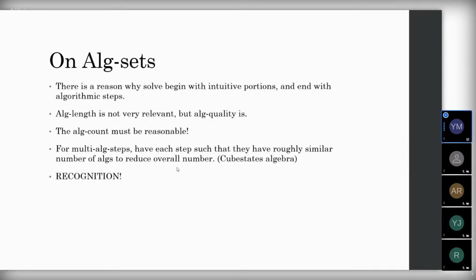And a very important part about alg sets is the recognition. That's why I've put it in caps. I should have put it in bold as well, with two exclamation points, because a lot of people don't really care about recognition when they're coming up with alg sets. But the thing is, recognition is extremely important. We know that orienting steps are usually easier than permuting steps. That's why people can recognize OLLs usually faster than PLLs.